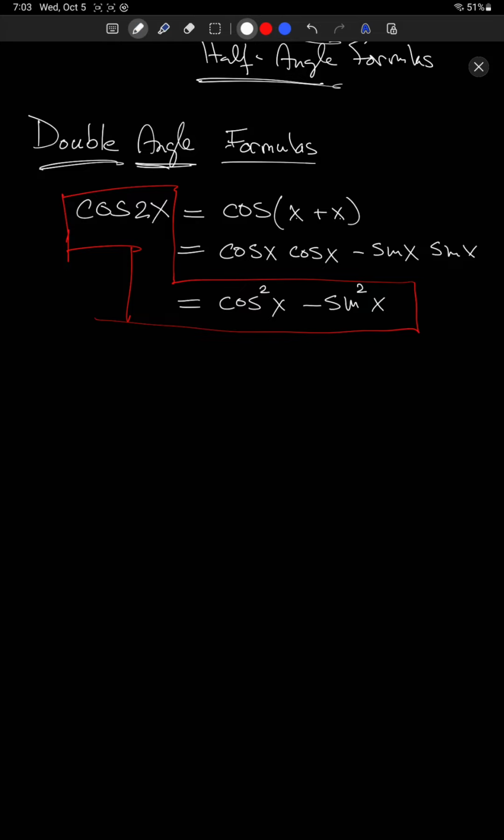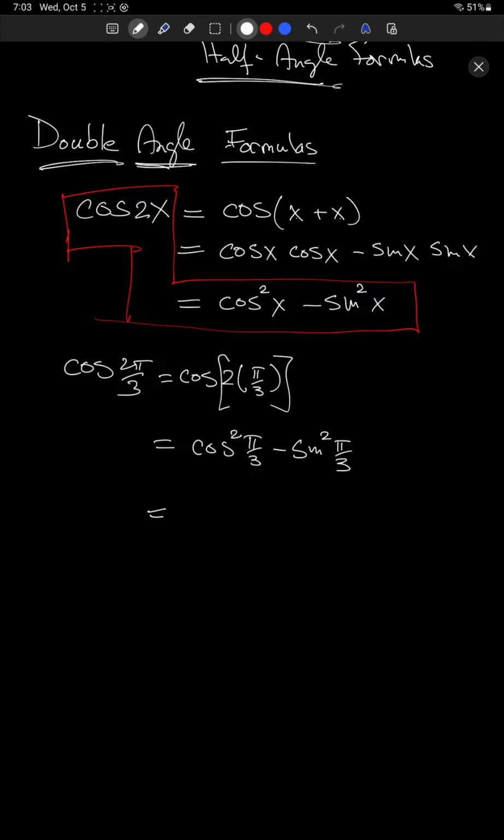A quick application is maybe cosine of 2 pi over 3. So this is cosine of 2 times pi over 3. And now we can just quote the identity. This is cosine squared of pi over 3 minus sine squared of pi over 3, which is, well, cosine of pi over 3 is 1/2, and so 1/2 squared. Sine of pi over 3 is root 3 over 2, and so that's squared. And so we end up with 1/4 minus 3/4, which is minus 2/4, which is minus 1/2.